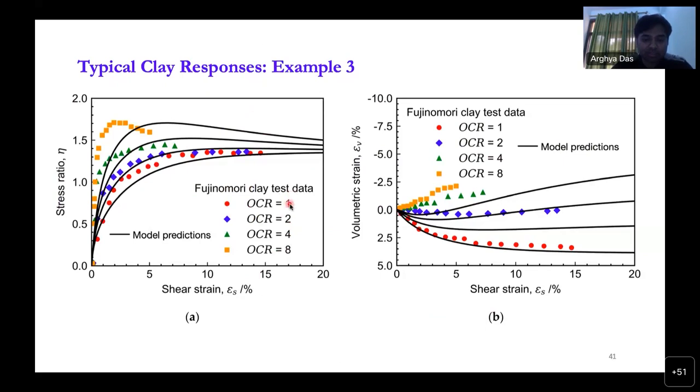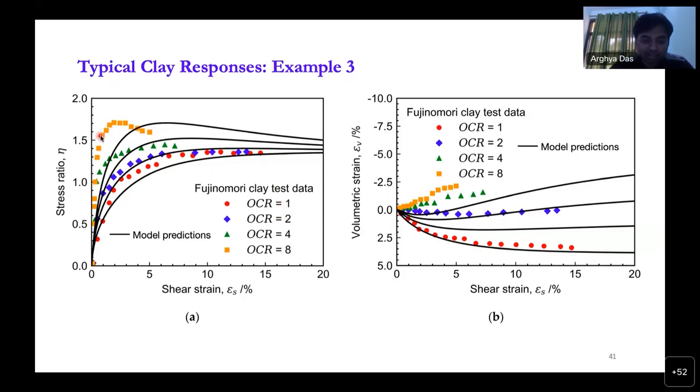Does it mean 1 is normally consolidated? So these red dotted lines, the drained test response, show the normally consolidated behavior. And as the OCR increases, as we have seen earlier also, there is a peak followed by a drop. There is a softening or brittle type of response happening with the OCR of 8. Similarly, if we check the volumetric stress-strain response, the higher OCR value gives the dilative response, and the lower OCR value, or the normally consolidated, gives the compressive type of response.